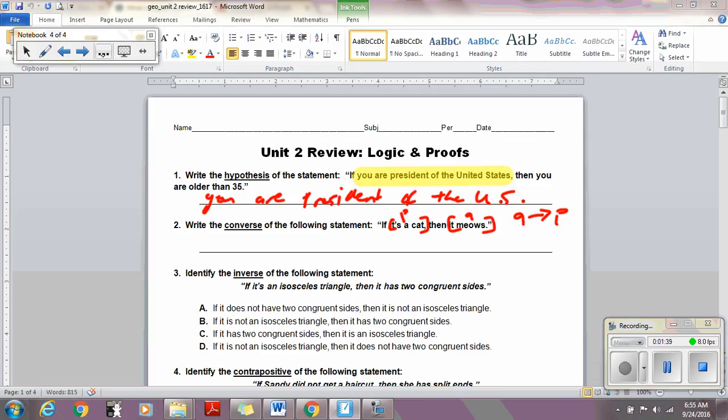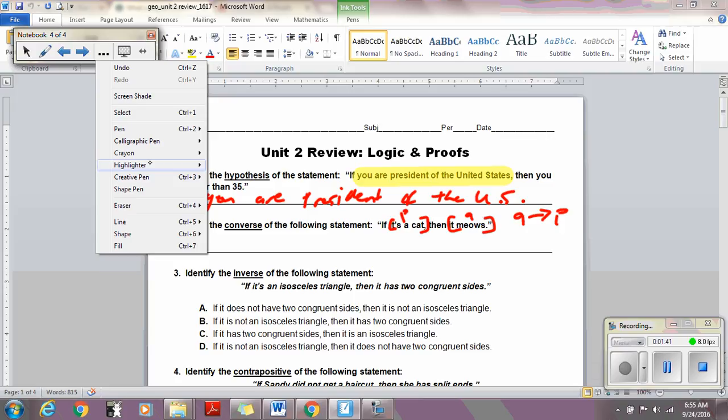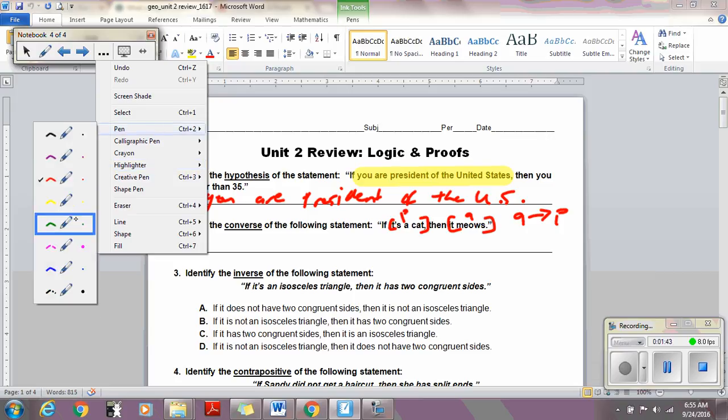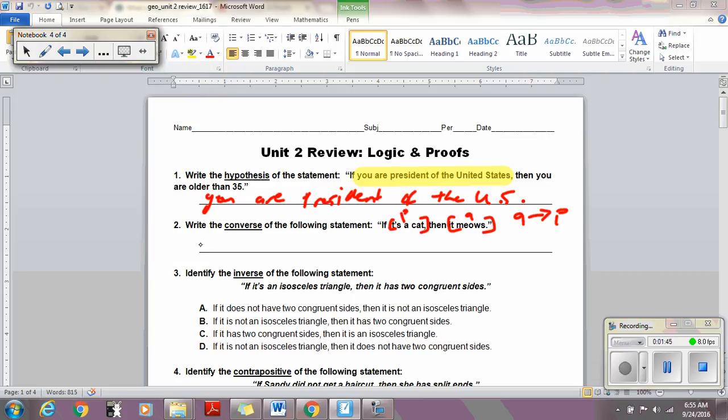So now when I write my converse, I'm going to write it so that Q comes first. So it would read, if it meows, then it's a cat.